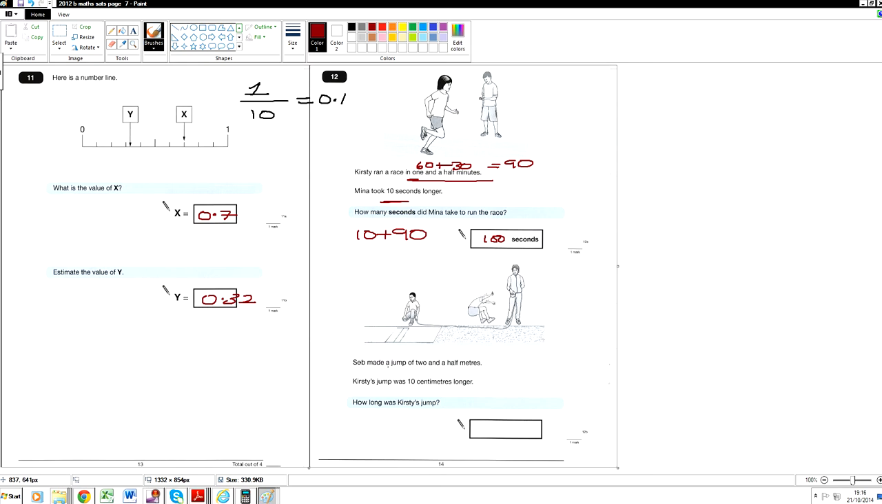Excellent. Seb made a jump of 2.5 meters. Kirsty's jump was 10. Are you using red? Come on.